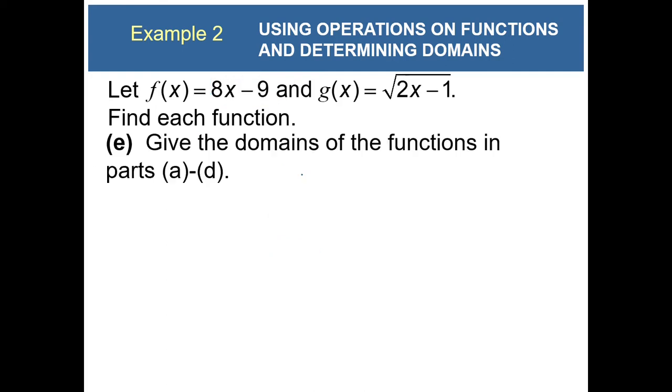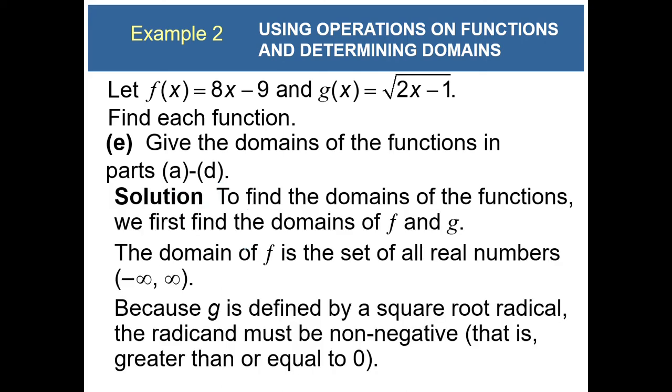In part E, we want to find the domains of the functions we did in parts A through D. To find the domains of the functions, we first find the domains of f and g. The domain of f is the set of all real numbers from negative infinity to infinity. Notice for the function f of x, it's a line, it's defined everywhere, and we can plug in anything we want for the x value, so the domain is from negative infinity to infinity.